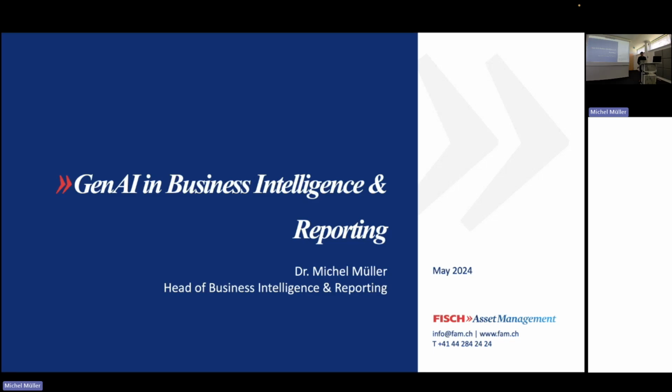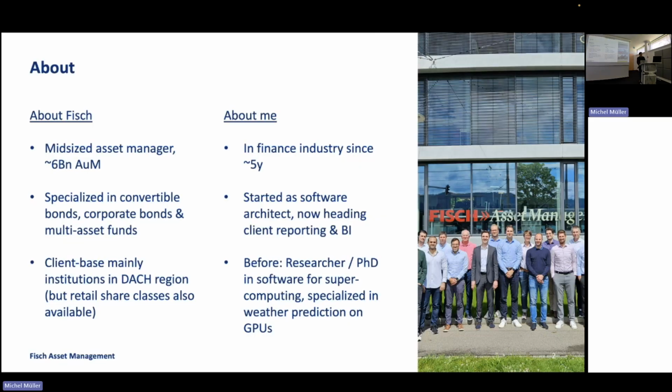I'd like to share with you a bit of what we have been doing in business intelligence and reporting, and more specifically when it comes to GenAI. A little bit about Fisch. We are a mid-sized asset manager, about 6 billion AUM, specialized in convertible bonds, corporate bonds, and multi-asset funds. Our client base is mainly institutions in the DACH region, but we do also have retail share classes.